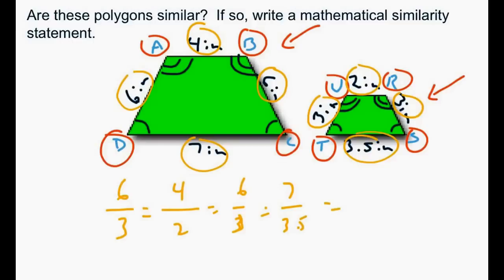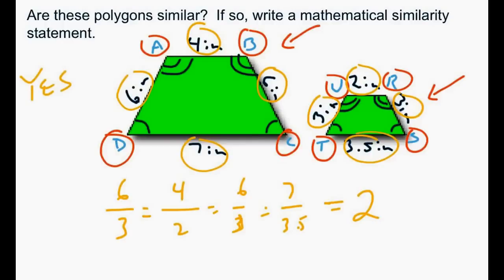And if I simplified them all, or if I divide numerator by denominator, I would get 2. So they all are equal. They're all in proportion. The ratios are all equal. And our scale factor would be 2. So the answer is yes, they are similar.